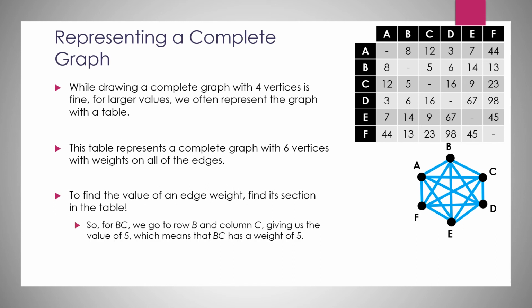So we could look at, say, BC. See that top right kind of edge there, where we go to row B and column C. Well, in row B, column C, that's 5. So that means BC has a weight of 5, and you can put a little 5 there. I'm not doing that for all the values, but that is the case.